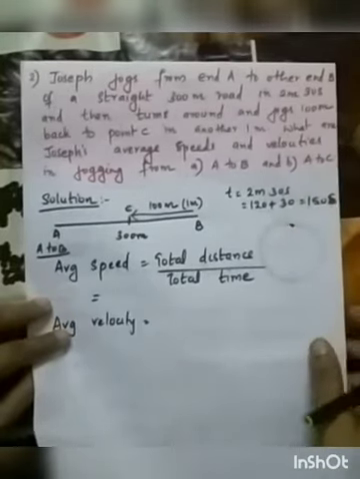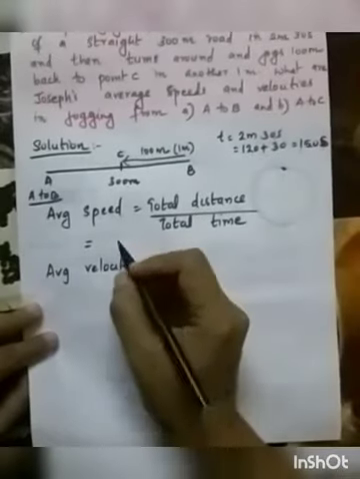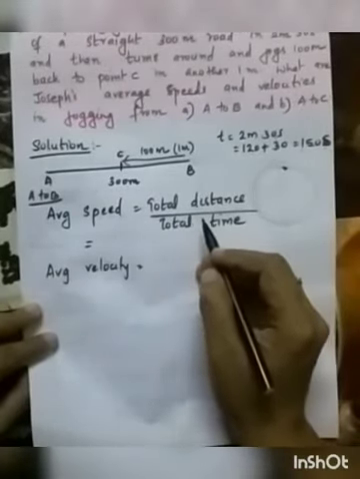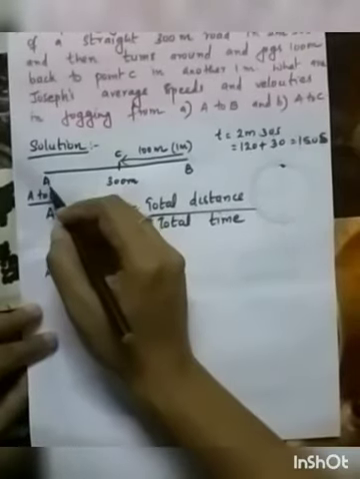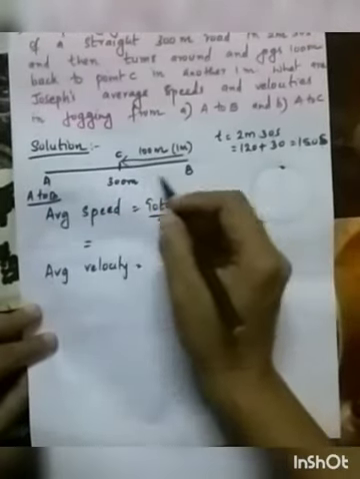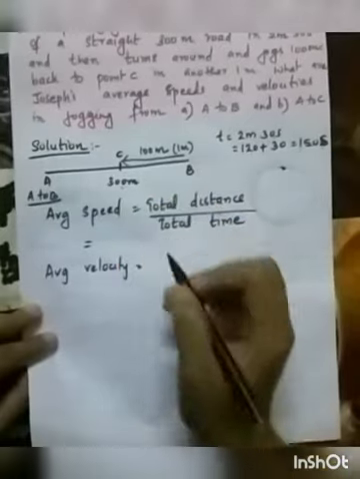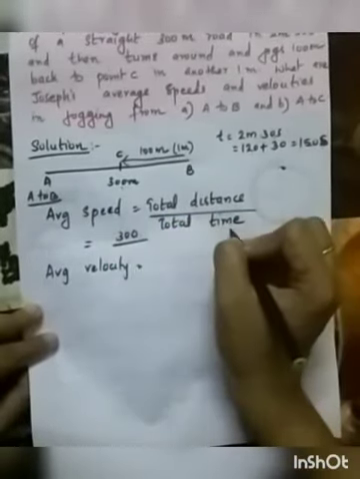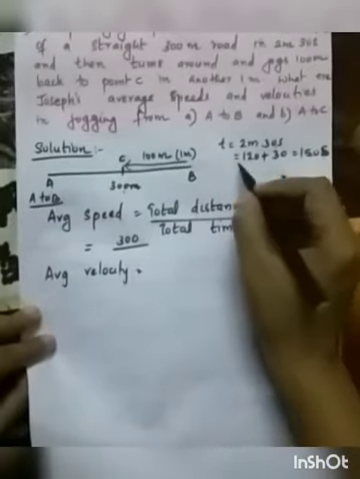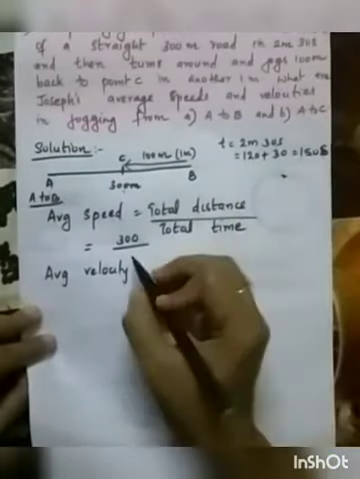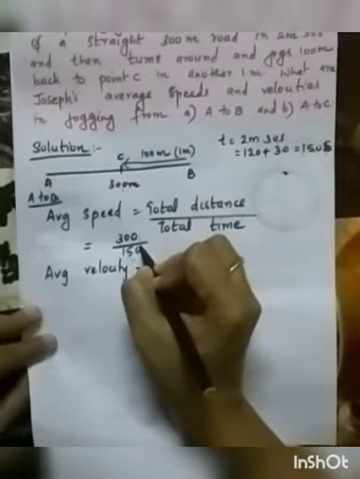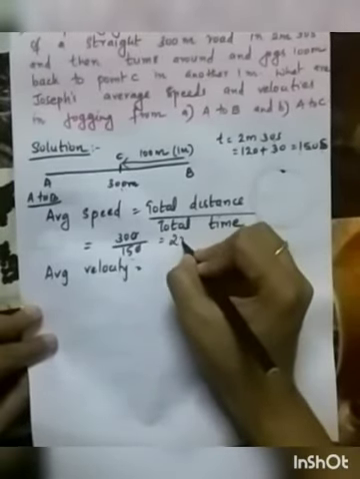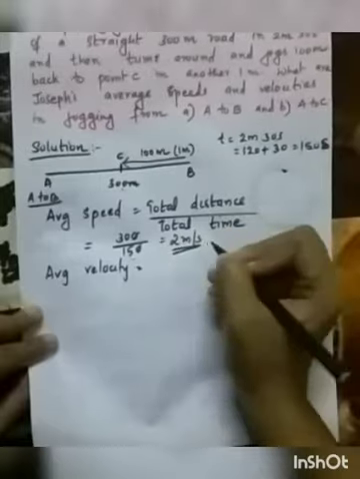Okay. So find out the average speed. What is average speed? Equation for average speed: total distance by total time. So in moving from A to B, what is the total distance? 300. So the total distance is 300 divided by total time, and the 300 meter is covered with a total time of 150 seconds. So when you simplify, you will get 2 meter per second is the average speed.